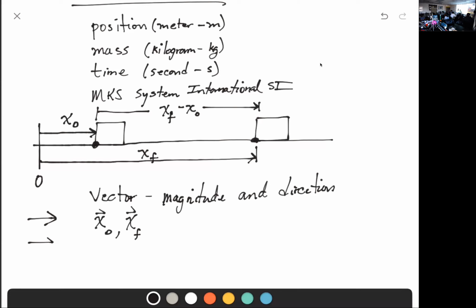It's almost like a quantity, but the direction just gives you clarity. It makes it clearer.